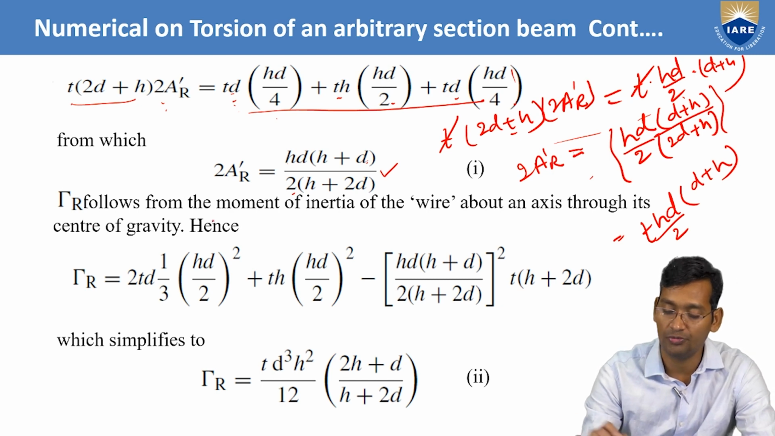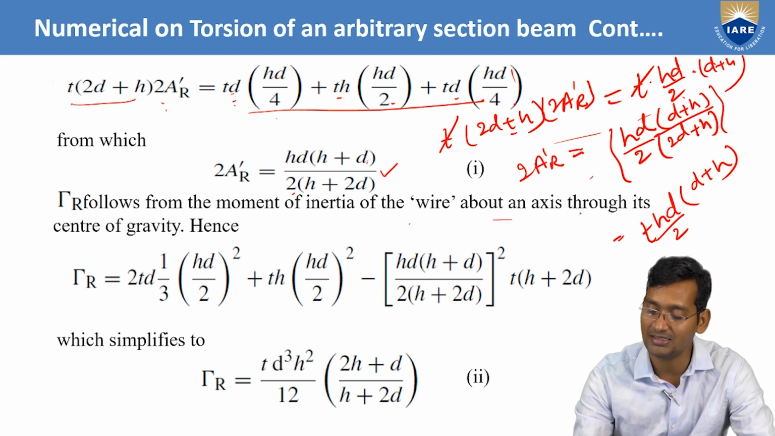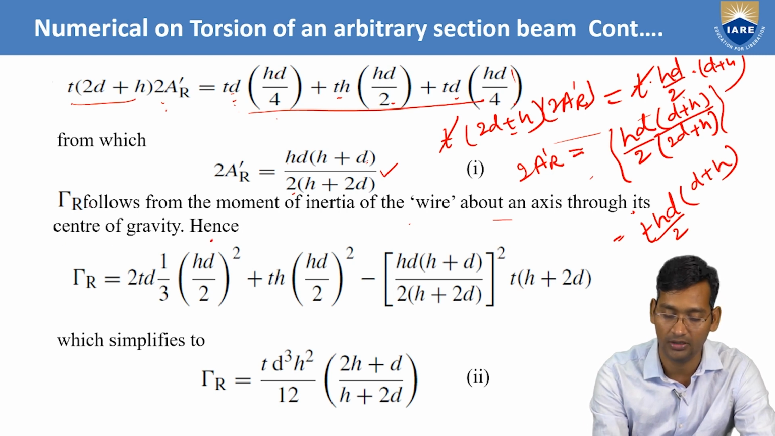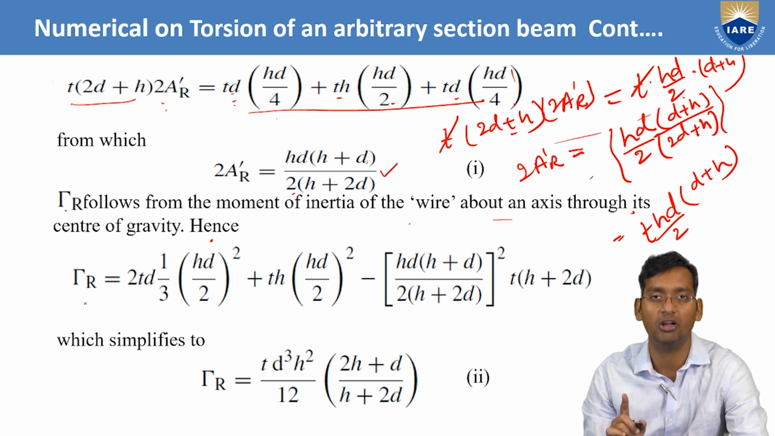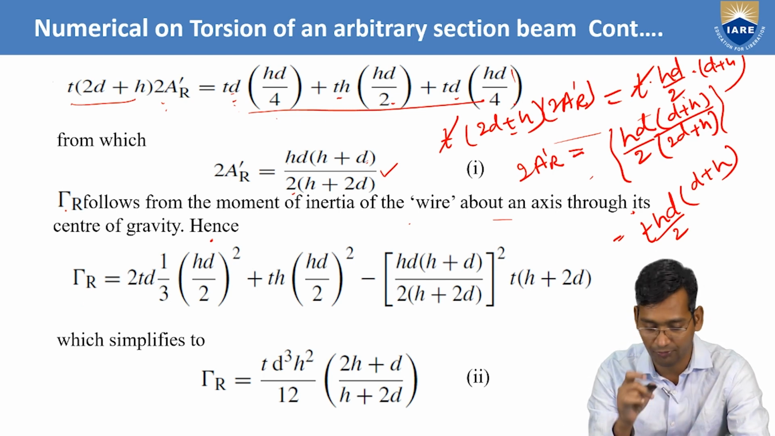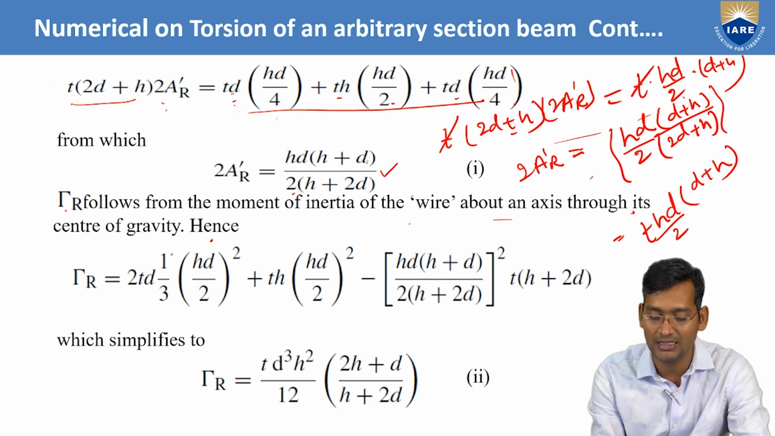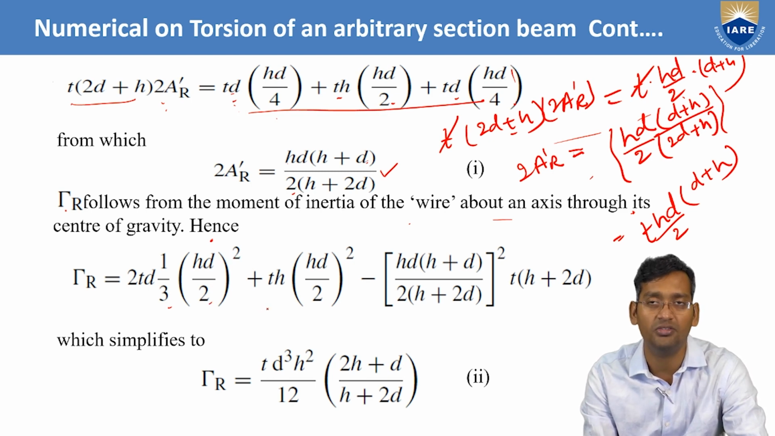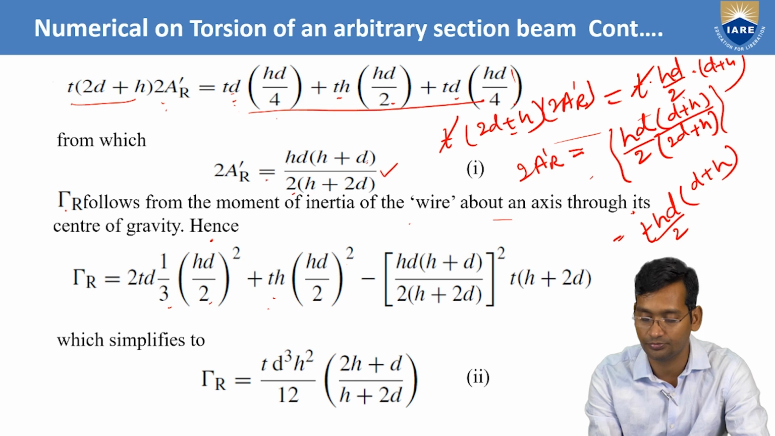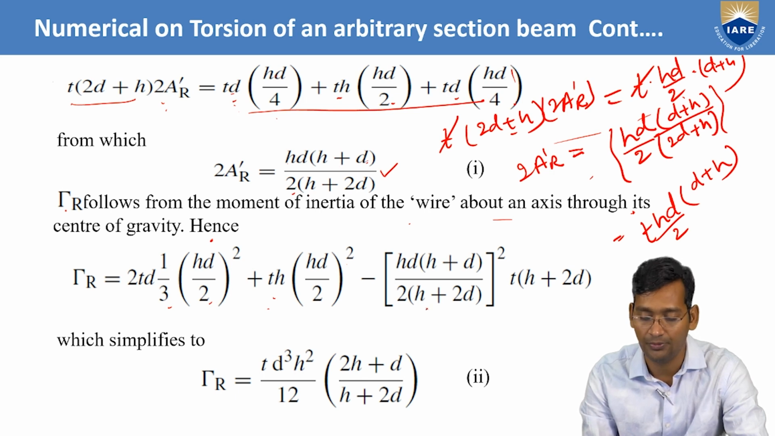Tau R follows from the moment of inertia of the wire about an axis through its center of gravity. Now, tau R is the center of gravity means what? For a triangular part it will be 1/3, for a rectangular part it will be half of that. So for the first part, the triangular part, that is 2 TD into 1/3 of HD by 2 whole square, plus for the rectangular part, TH into HD by 2 whole square, minus what we got, 2A'R whole square into T into H plus 2D.